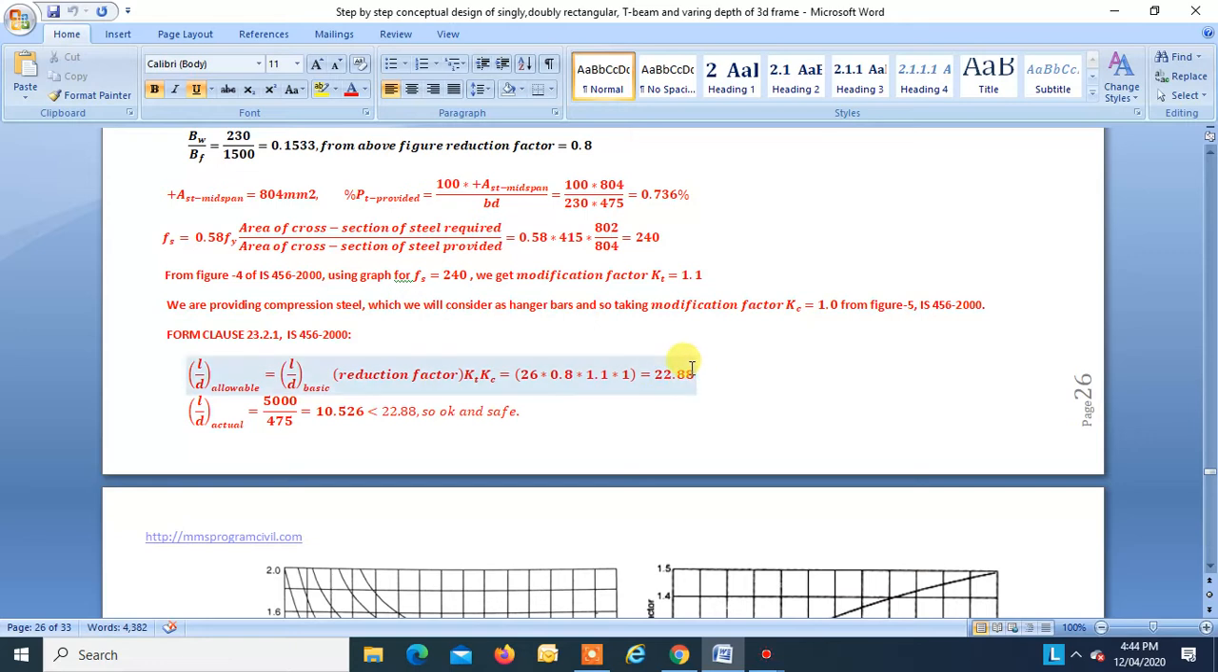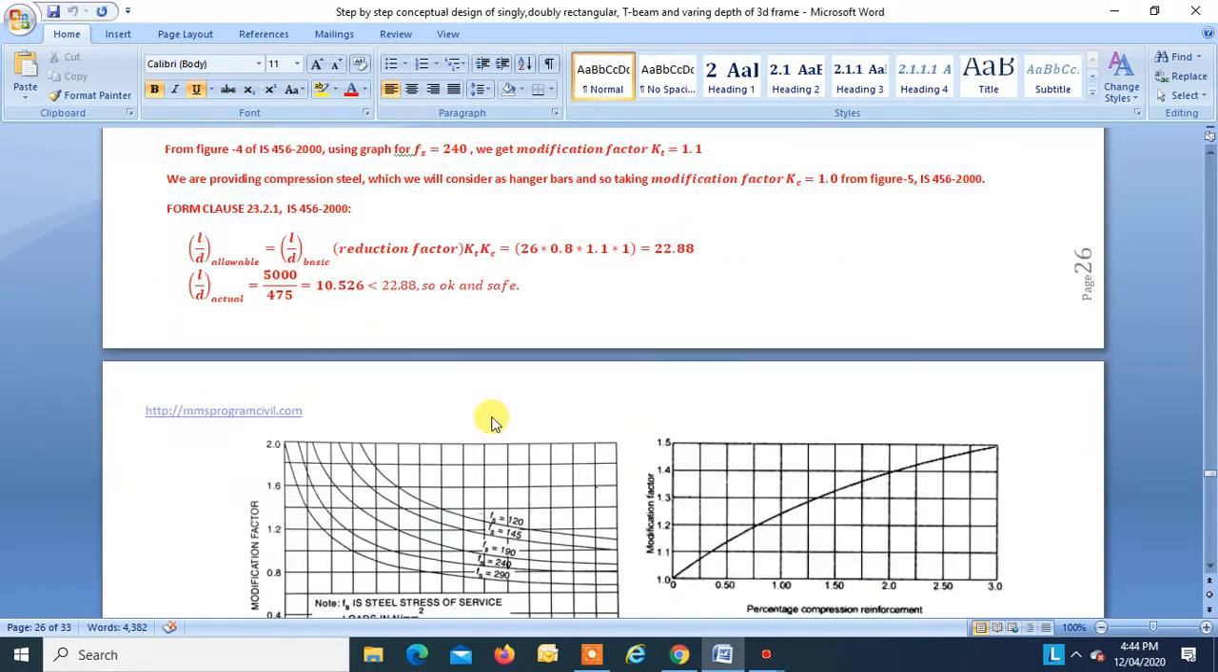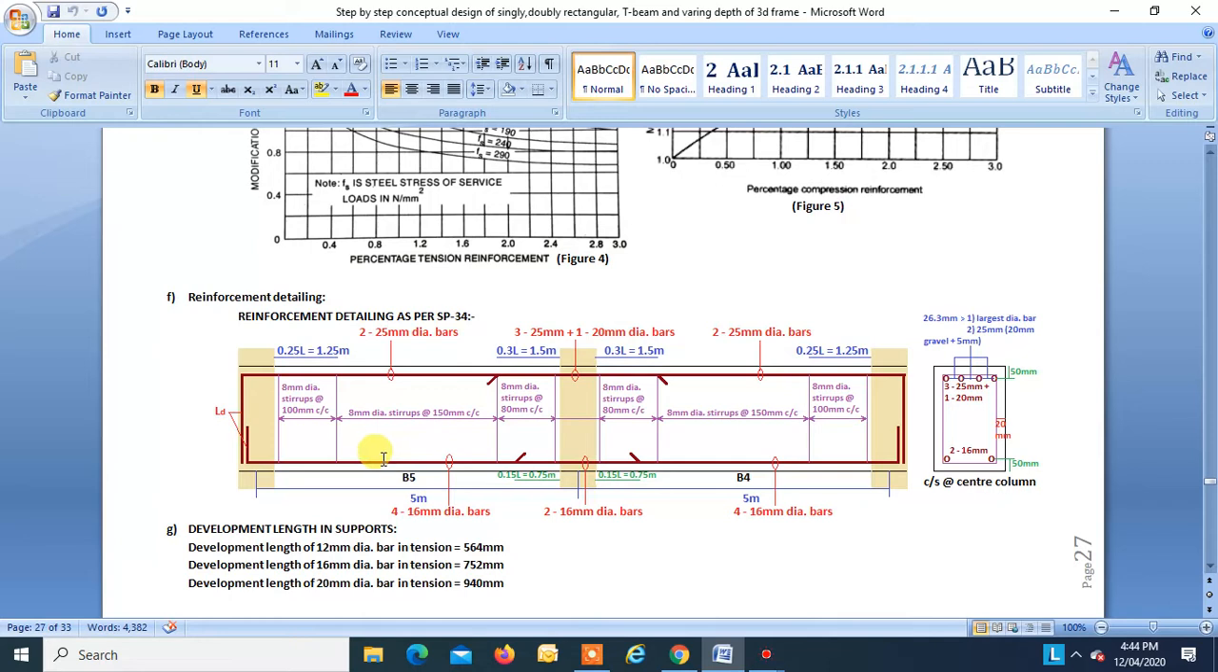So this is found to be 22.8. Our actual L by D ratio is 5000 by 475, that is 10.526, which is less than 22.88. So it is found to be okay in deflection. Other details remain the same.